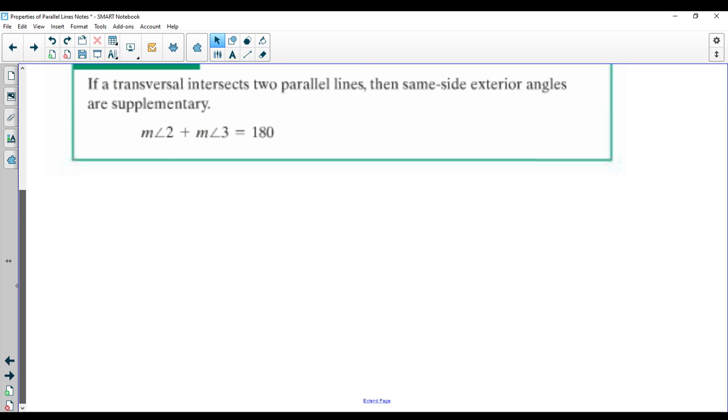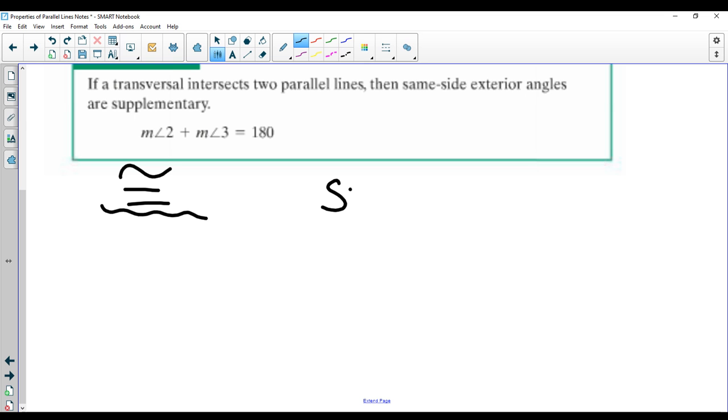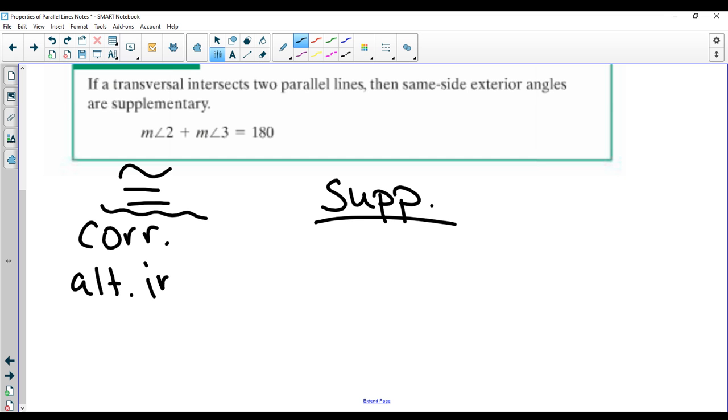So here's what I tell myself. Let me write it down here. You got two options when you're talking about these parallel lines. You've got when they're congruent and when they're supplementary. If you're talking about corresponding angles, those are congruent. Your alternate interiors are congruent. Your alternate exteriors are congruent. Supplementary.